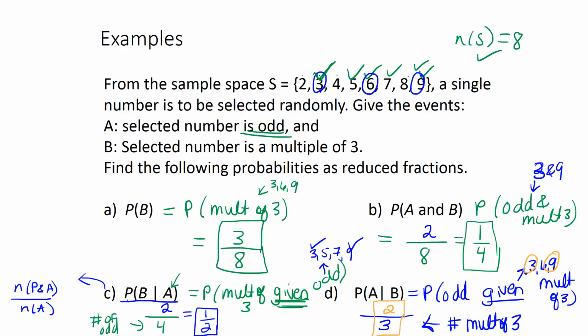If you wanted to use the formula, it's the probability of A and B, or the number of elements in A and B, over the number of elements in B. So there are 2 that are odd and multiples of 3 over the number in B, which is the number of multiples of 3, which is of course 3. So that is the end of the conditional probability.